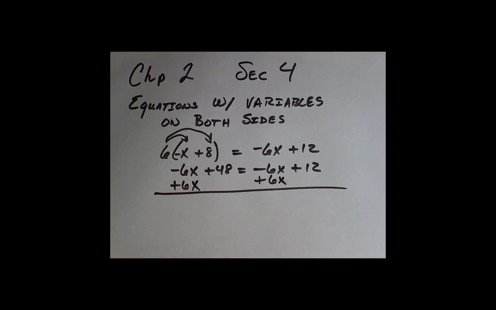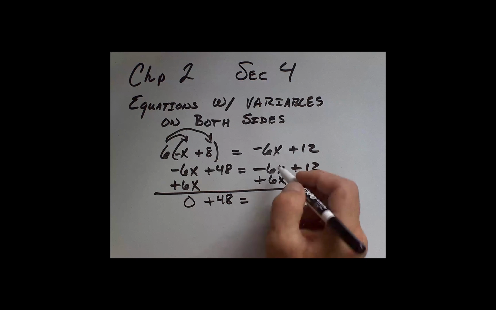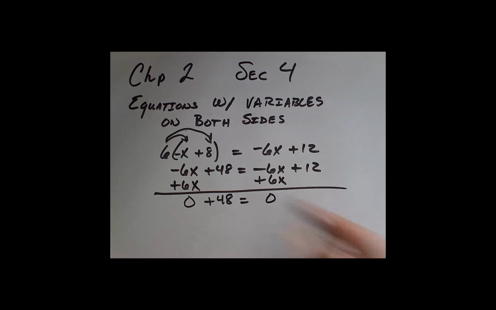Without doing anything else with the equation, let's just figure this out. Minus 6x plus 6x is 0. Plus 48 equals minus 6x plus 6x is 0. Plus 12. Does 48 equal 12? No, this doesn't work. So this one actually has no solution.